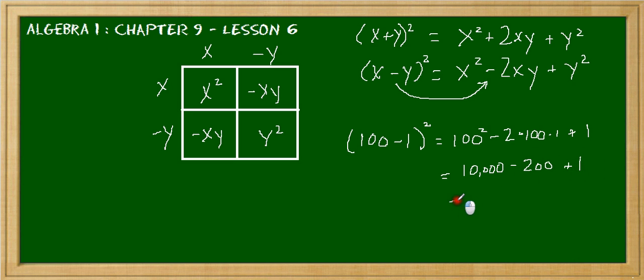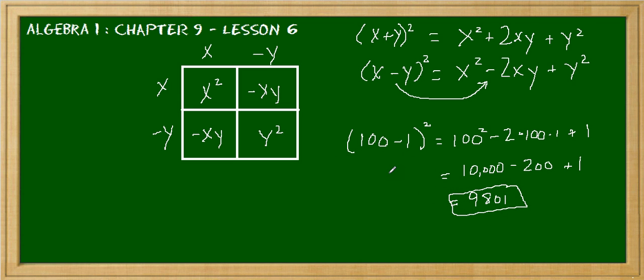And when we do all of our math here, that would be 10,000 minus 200, that's 9,800, plus 1, so it's 9,801. And if you took 99 and multiplied it times 99, this would be your answer. Okay, so that kind of shows you how this really works.